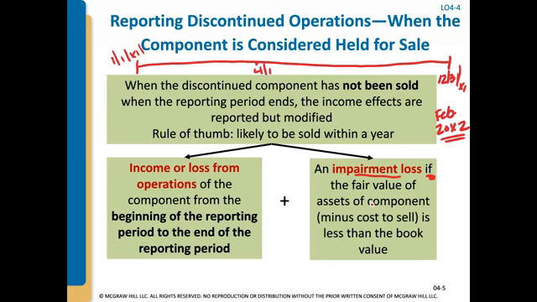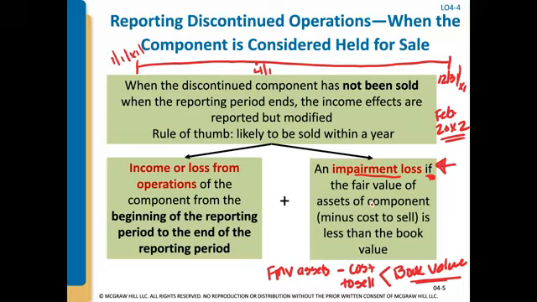So let's just write that out. So the fair market value of the assets minus the cost to sell is less than the book value, right? It means basically we think what we're going to end up getting for the segment or whatever part of the operations we're selling or disposing of is going to be less than the book value. Then we have to report what's called an impairment loss.